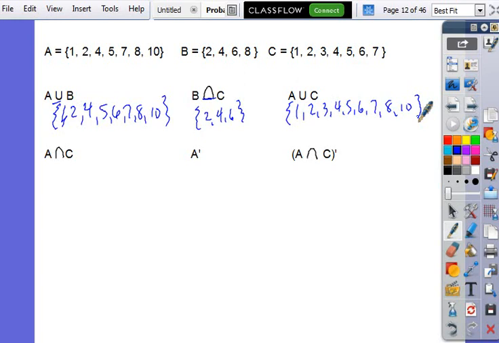All right. A intersected with C. 1, 2, got a 1 and 2 that match. 4 matches. 5 and 7. Is that it? 1, 2, 4, 5, 7.